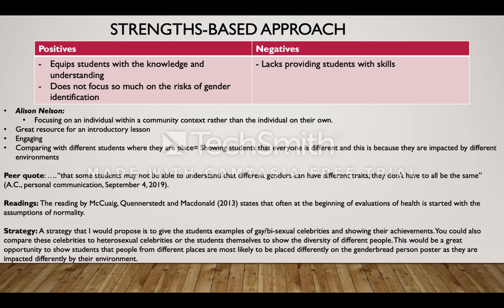The reading by McQuaig, Coincidence and McDonald states that often at the beginning of evaluations of health is started with the assumptions of normality. Some students' assumptions would be that if a person has short hair, this means that they are a boy, and if they have long hair, then they are a girl.